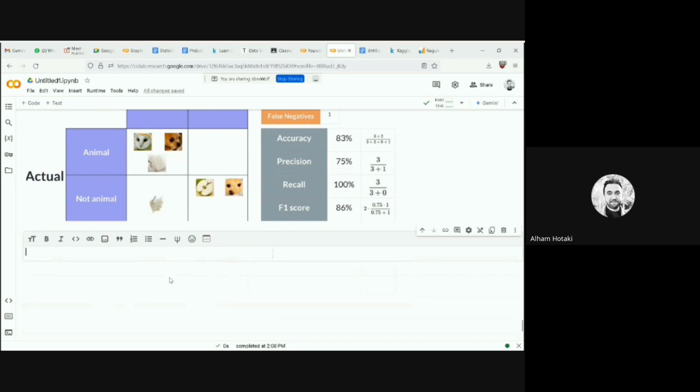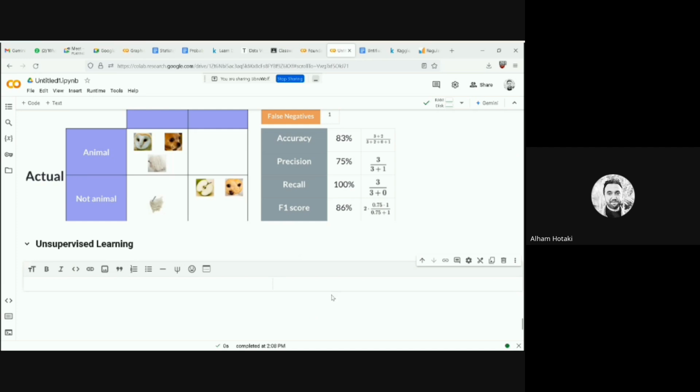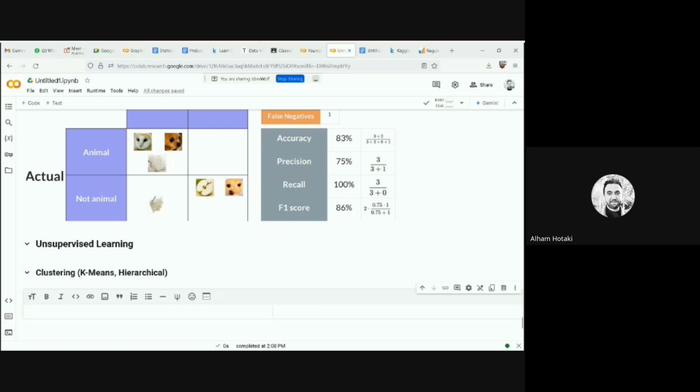Unsupervised learning will be a major topic. Within unsupervised learning, we will start with clustering. First of all, we have to understand clustering. In clustering, we will be starting with k-means. I think that will be the most important thing. And that's it for today. If there are any questions, please ask me.